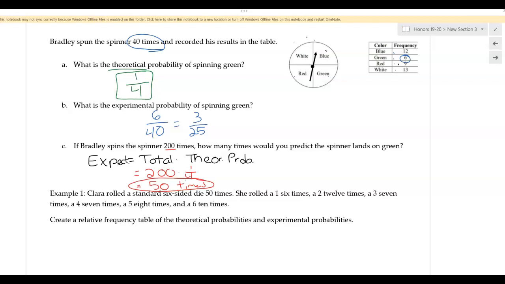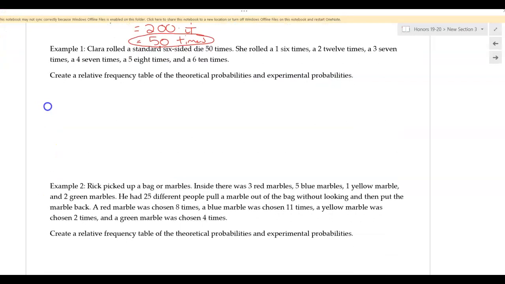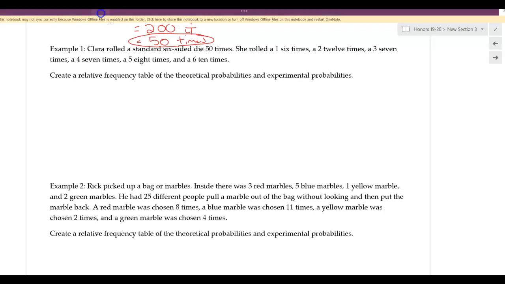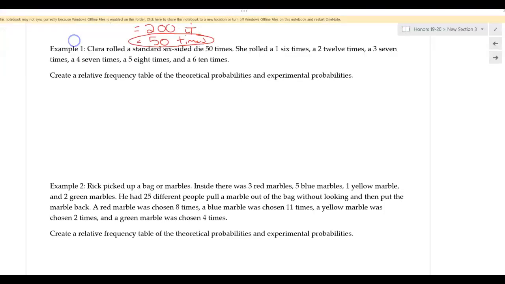All right, if we look at our next example, Clara rolled a standard 6-sided die 50 times. She rolled a 1 6 times, a 2 12 times, a 3 7 times, a 4 7 times, a 5 8 times, and a 6 10 times. So I'm going to create a relative frequency table. Okay? So for each one, we want the frequency and the probability.